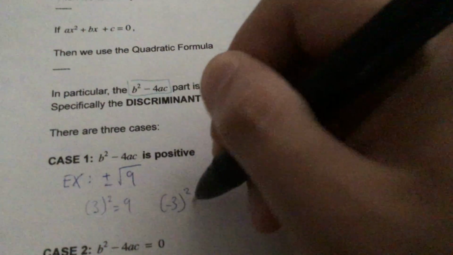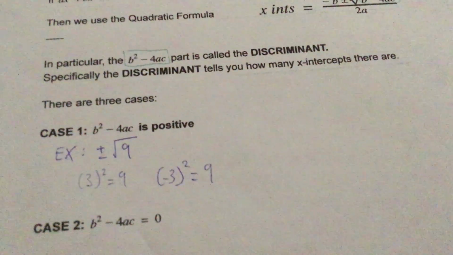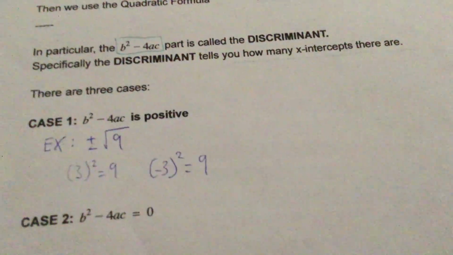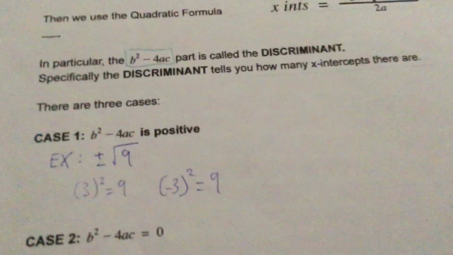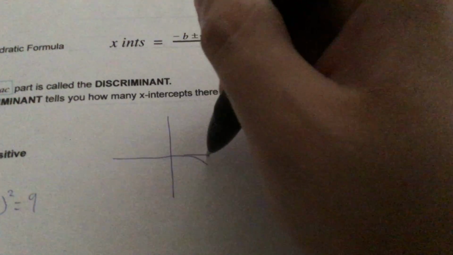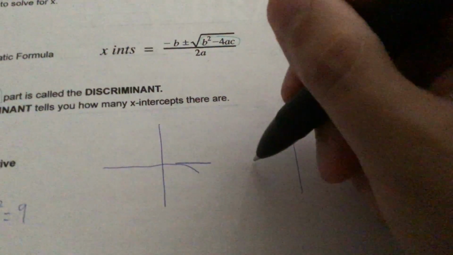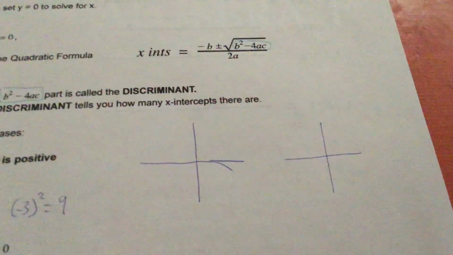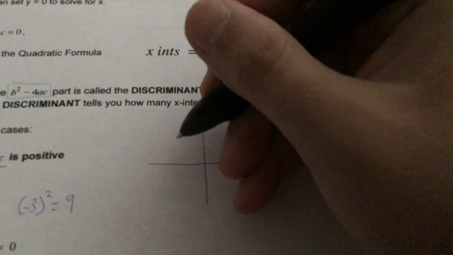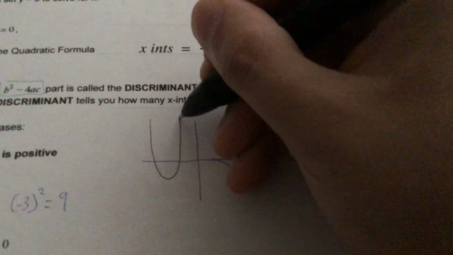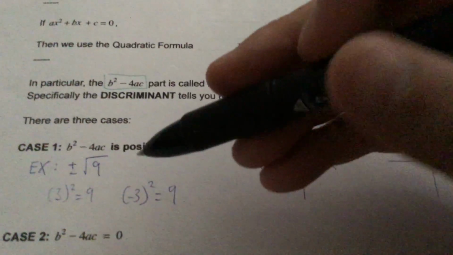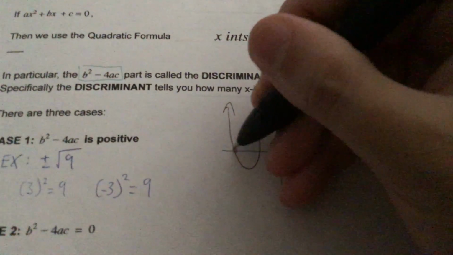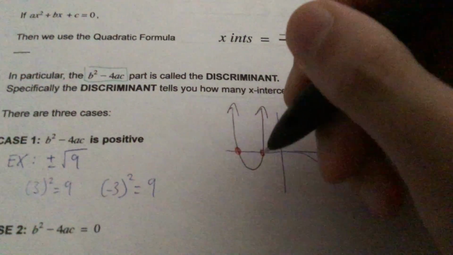Negative 3 squared is negative 3 times negative 3. That's also 9. So technically, when you take the square root of something, you're looking for what number times itself is the inside. So if b squared minus 4ac is positive, that means that I can draw a quadratic trinomial, the parabola, and it's going to have two solutions. So if the number inside of the radical is positive, that means that it crosses the x-axis twice.